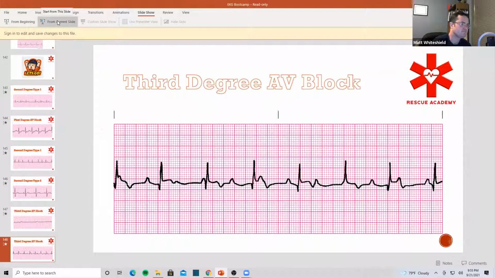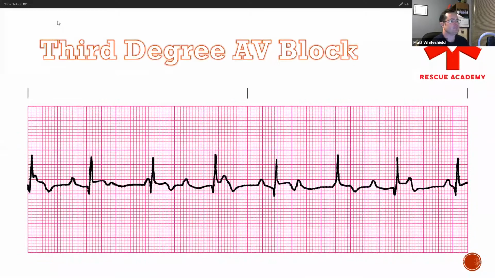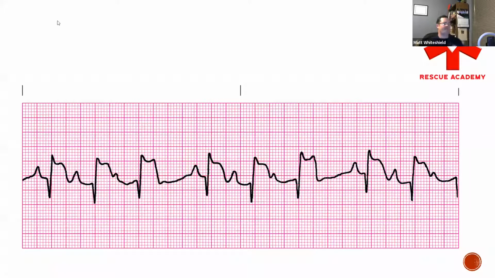All right. Next one. Don't worry, we're almost done. We're almost there. Now, this is a funky looking EKG. I know for sure some of you guys want to call elevation on this one.